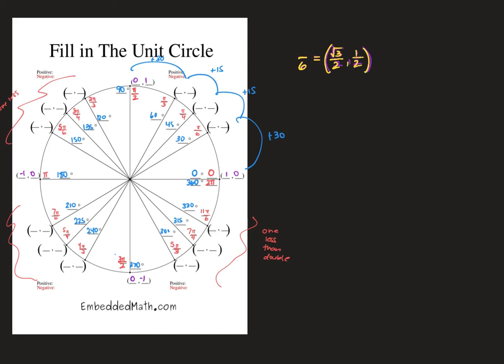So then I fill in all the over 6s. √3/2 and 1/2. All the over 3s are the reverse of that: 1/2 and √3/2.